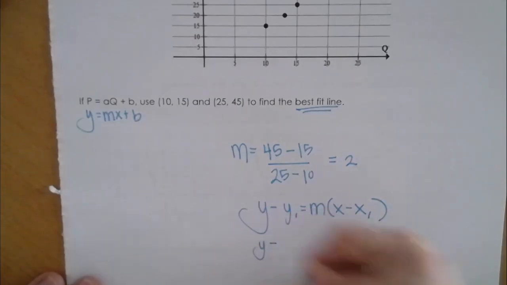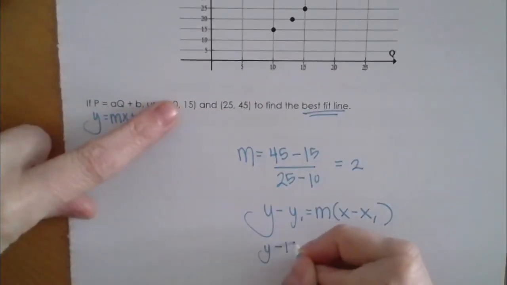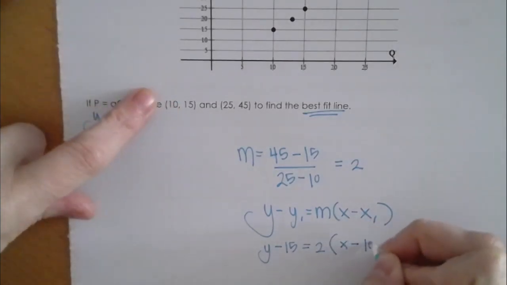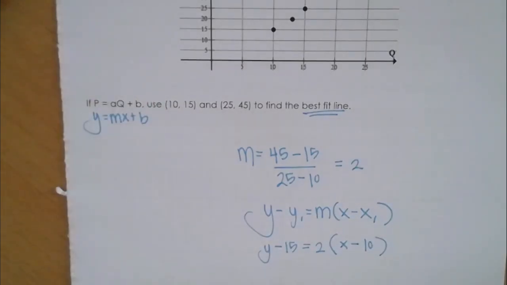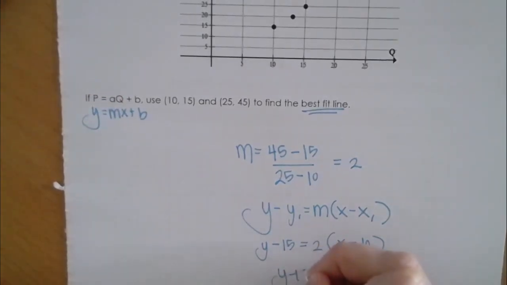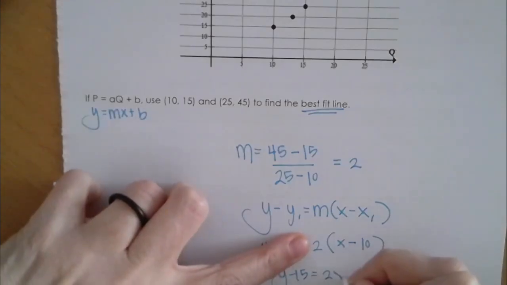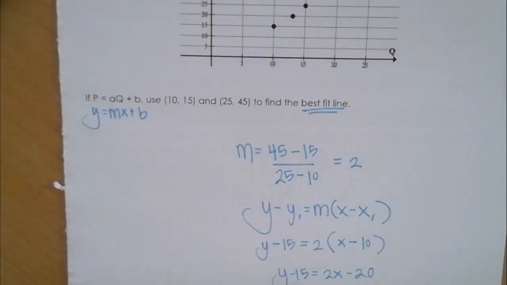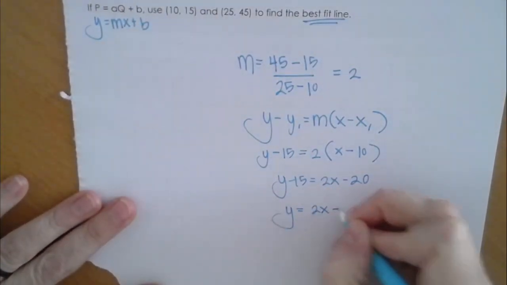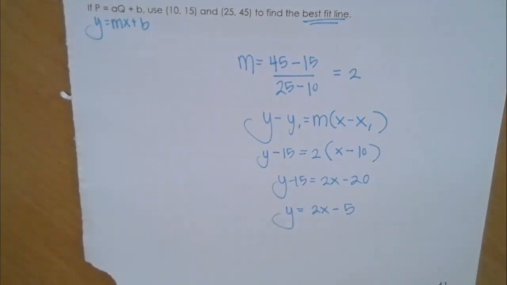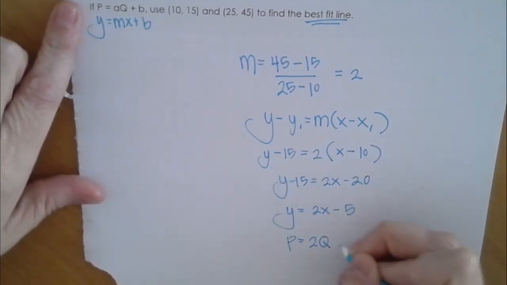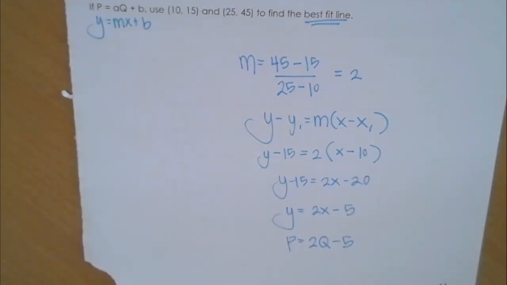So I'm going to go y minus whichever one of these I like better. I'm going to go with a 15 equals m, which I just found to be 2, times x minus 10. And then I can rearrange this because they just want it in y equals mx plus b, but using different letters. So y minus 15 equals, distribute this to 2x minus 20. Add the 15 to the other side, and we've got y equals 2x minus 5. Now, I wouldn't want to leave it with y's and x's. I would want to put my p where it goes, and then 2q where it goes, and then minus 5. So that's another way to find your b value.